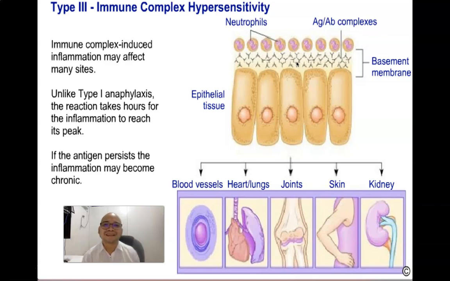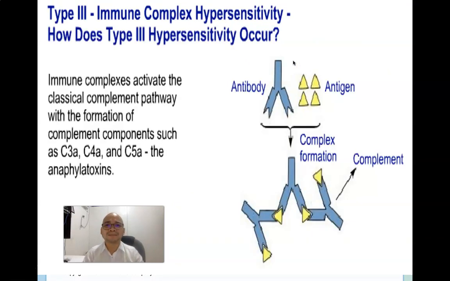Do not get confused, okay? If the cell itself contains antigen and it becomes the target cell, and if that one is damaged as well, so that's type 2. But if the antigen is not part of the target cell, then that's type 3. Ganun lang simple to differentiate type 2 and type 3 hypersensitivity reaction.